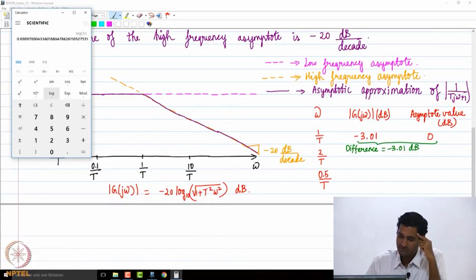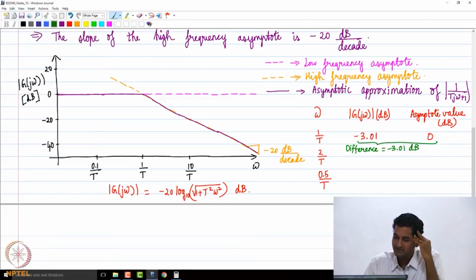So log of 5 is 0.69, right? So then I multiply by 10, I'm going to get minus 6 point, let's say 99, right? So I think it's going to be close to minus 7. But anyway, I will write this value, it's going to be minus 6 point, let's say 99, let me round it off, in decibels, okay?